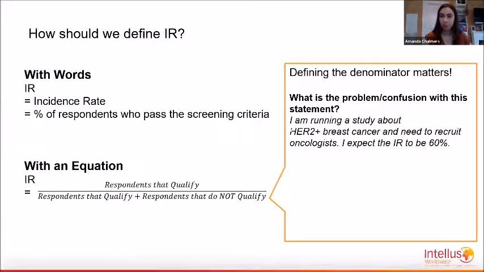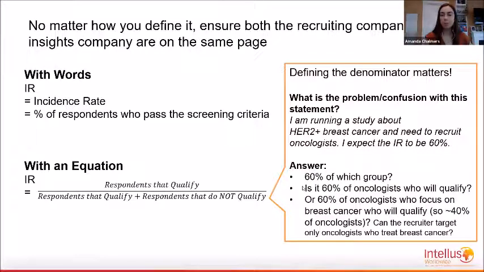So question for you folks, what is the problem or confusion with this statement? Let's say I go to my recruiting partner and say, I'm running a study about HER2 positive breast cancer and need to recruit oncologists. I expect the IR to be 60%. I've stated my IR. What I need to do, though, is actually define who's included in this equation, who's in my denominator. So 60% of which group?